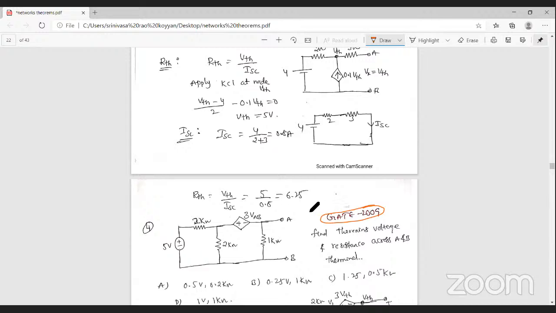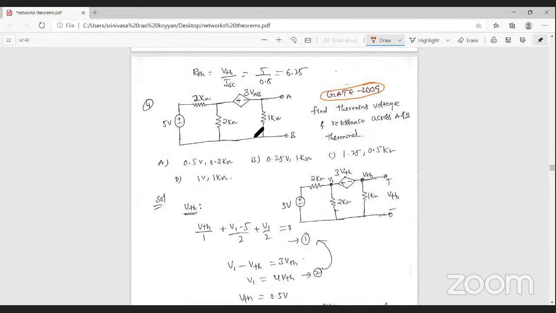Okay, the next one, problem number 4. Here, this is also a case 2 problem. Why? Because here the independent source is there and the dependent source is also there. So this is a case 2 problem. Then find out the Thevenin's voltage and Thevenin's resistance across these two terminals.